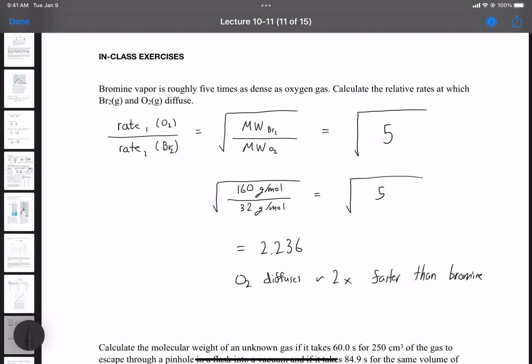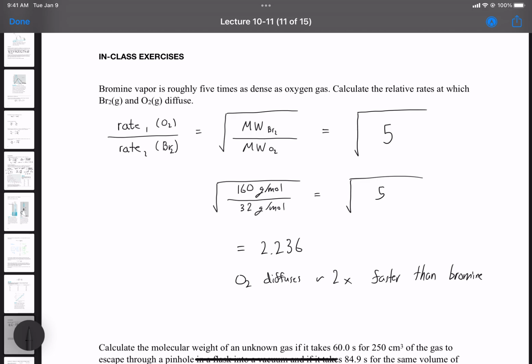So we set the rates. We know the rate, right? So if the rate is proportional to the densities, which in turn is proportional to the molecular weights of the gases, we can figure out, relatively speaking, how fast oxygen is compared to bromine.